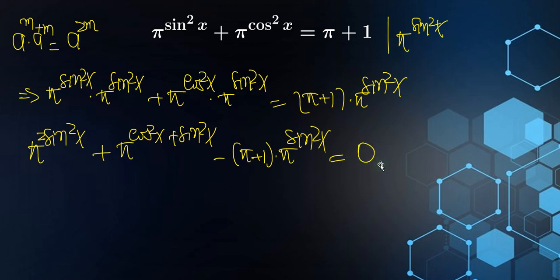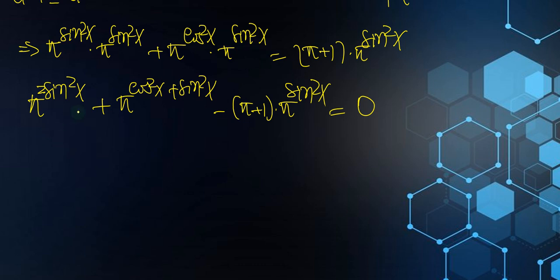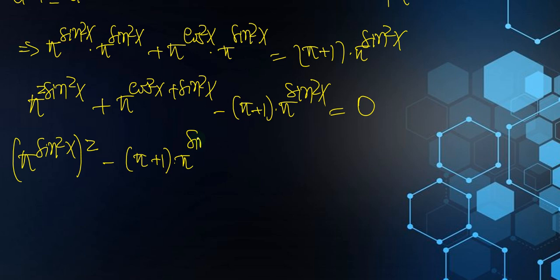Now I can write this one as pi to the sine square x all to the power of 2, and now minus pi plus 1 times pi to the sine square x. And this one here, cosine square plus sine square, is 1, so I'm going to have here plus pi, and this is equal to 0.